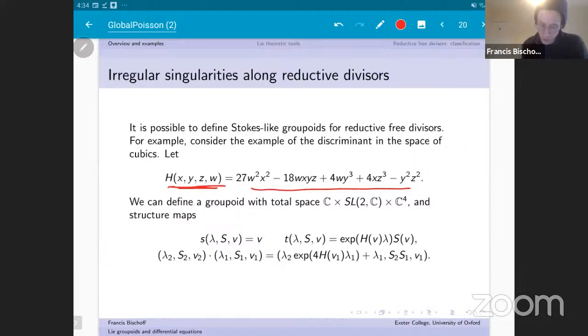And we can define a groupoid where the total space is C times SL2(C) times C^4, and it has these structure maps. So the key thing is that here H is involved in the formula. So this is a generalization of the Stokes groupoids.